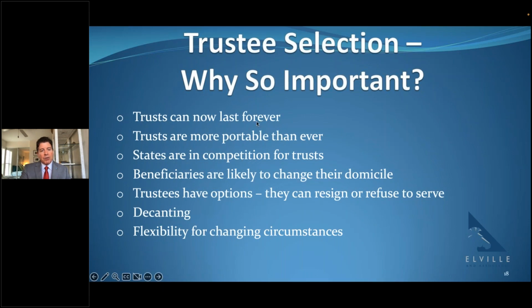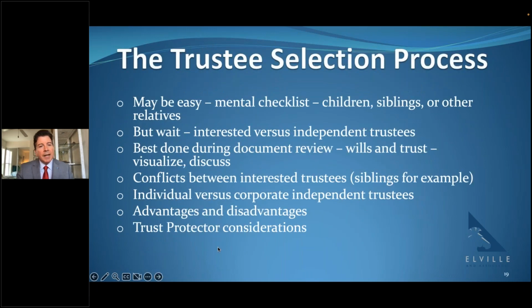All right, I appreciate your questions, and I'm going to keep moving. Jeff, if I can find my cursor here. Now, as we get towards the end, trustee selection for you might be easy. It might really be easy. There's a mental checklist you have: your children, your siblings, your other relatives. But we talked about independent trustees quite a bit. So let's talk about that really quickly.